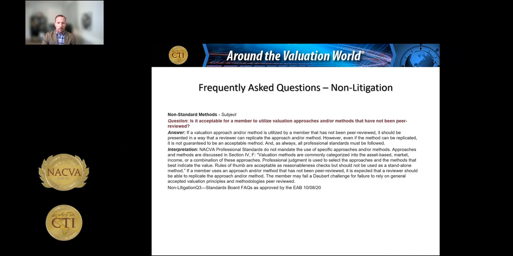Is it acceptable for a member to utilize valuation approaches and/or methods that have not been peer reviewed? The answer is, if a valuation approach and/or method is utilized by a member that has not been peer reviewed, it should be presented in a way that the reviewer can replicate the approach and/or method. However, if the method can be replicated, it is not guaranteed to be an acceptable method. There's an interpretation here as well that also drills down. These are really good FAQs. I know it's not picking on Chris.